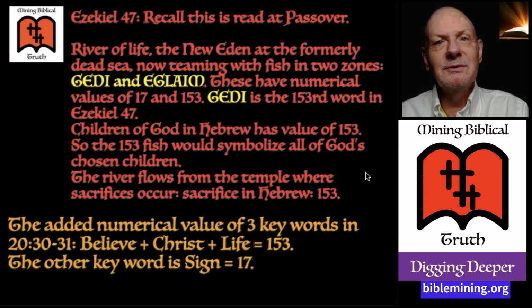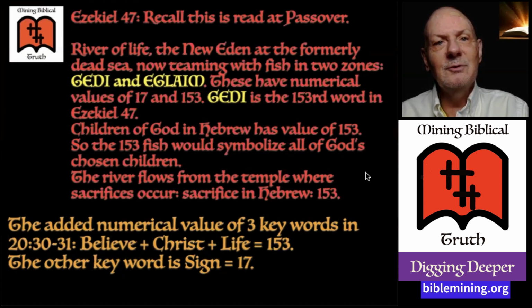Children of God in Hebrew has a value also of 153. So the fishers of men are looking for the children of God. So the 153 fish would symbolize all of God's chosen children, none of whom will be lost. And the river flows from the temple where sacrifices occur. And the word sacrifice in Hebrew is also 153.